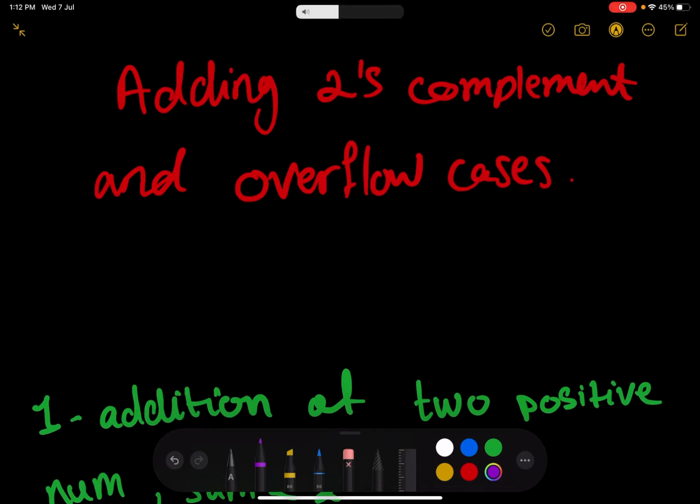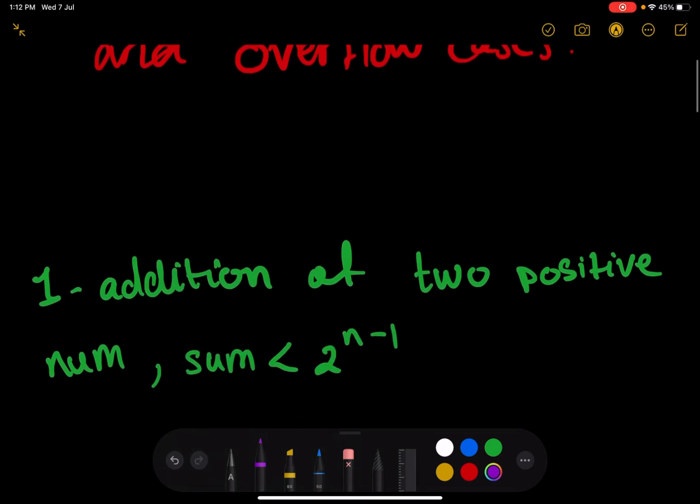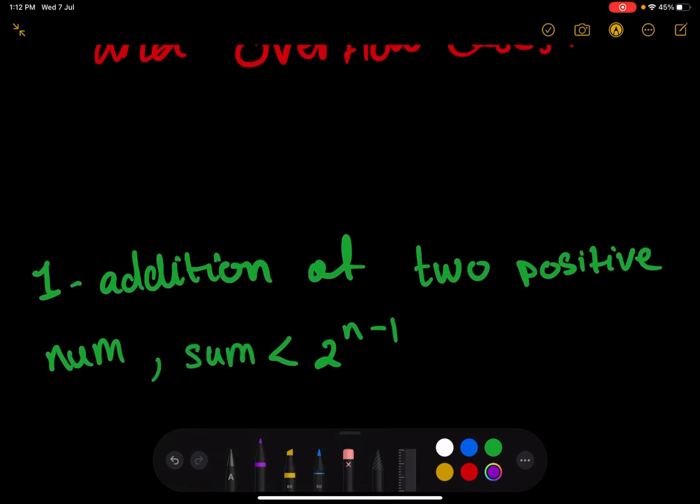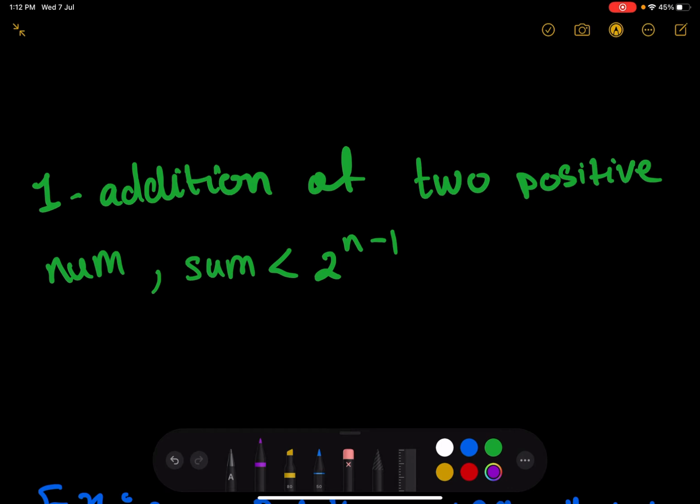Hi everyone, today I'm going to teach you how to know if any overflow is going to occur after adding two numbers. We have 5 cases for the addition, and starting with the first one, adding two positive numbers.